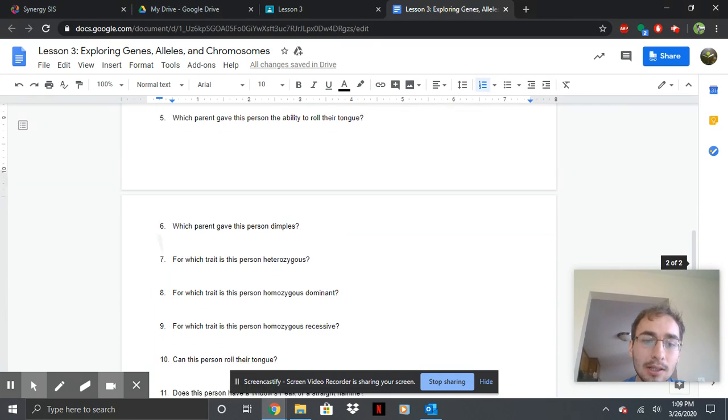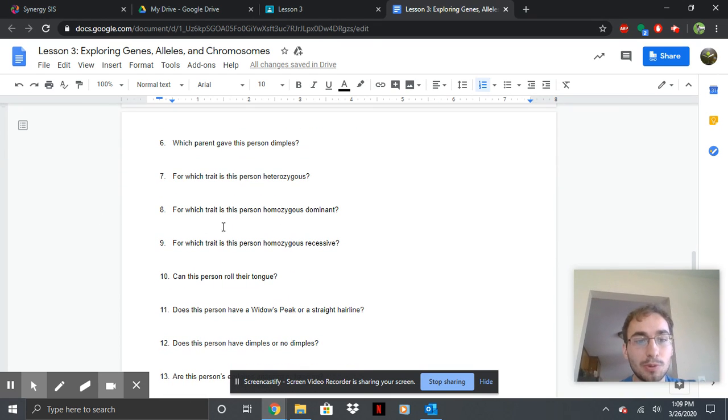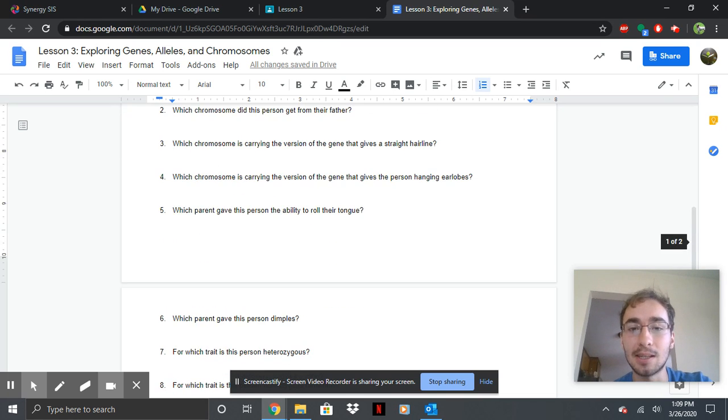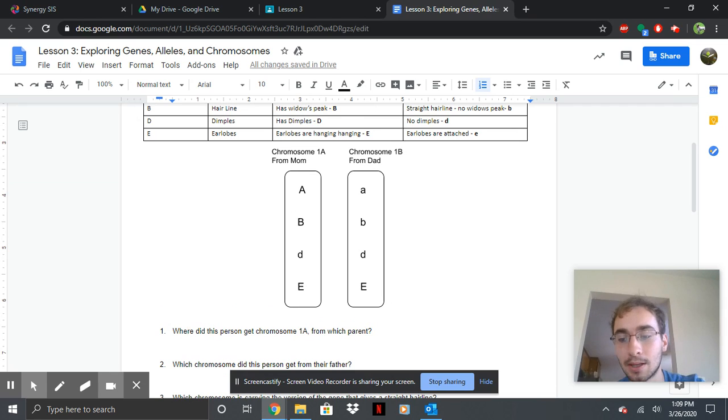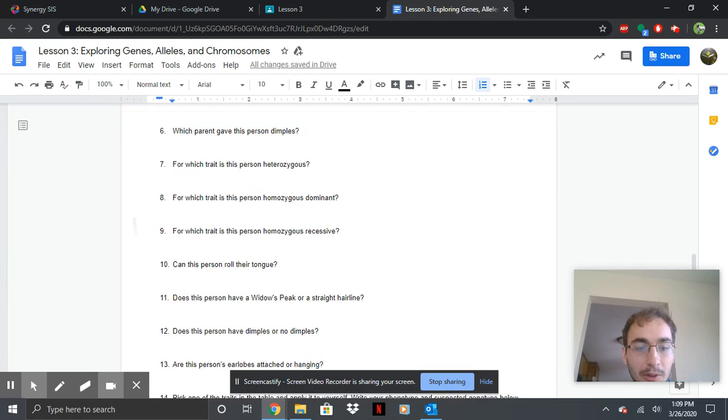I had a question later on. It's asking which trait is this person homozygous for, homozygous recessive? Can this person roll their tongue? It's just asking about this person. This person has these traits. So this is the person, they have these traits from their mom and their dad. So I'm going to move along.